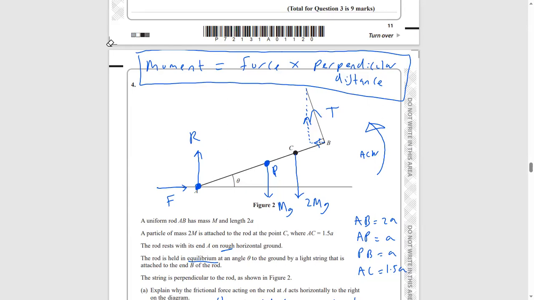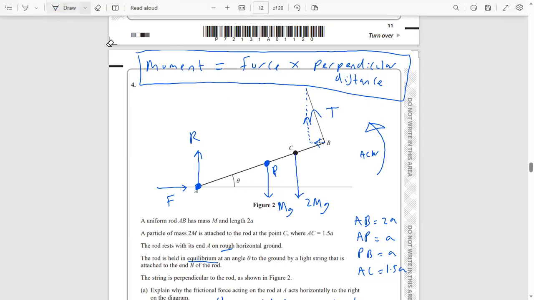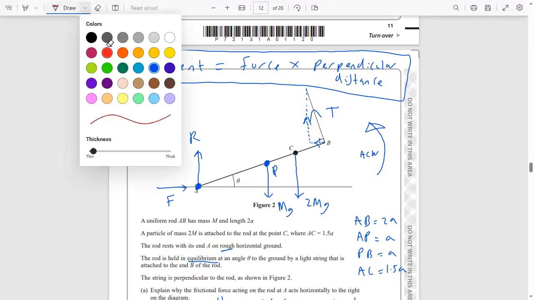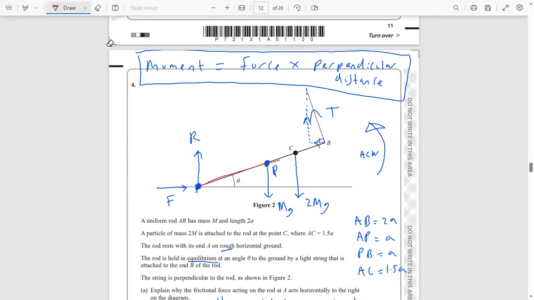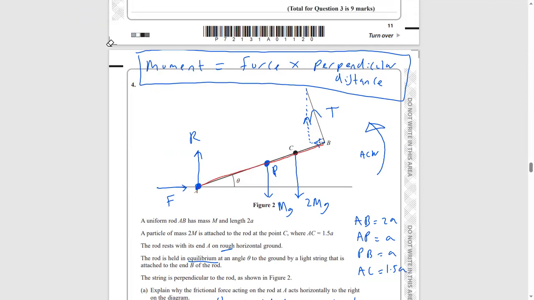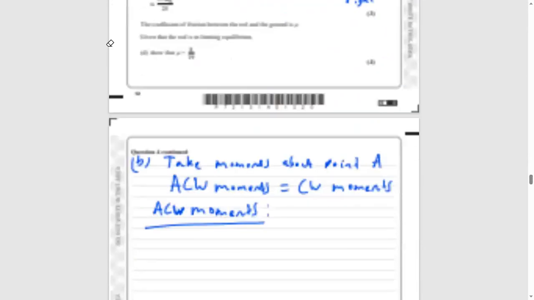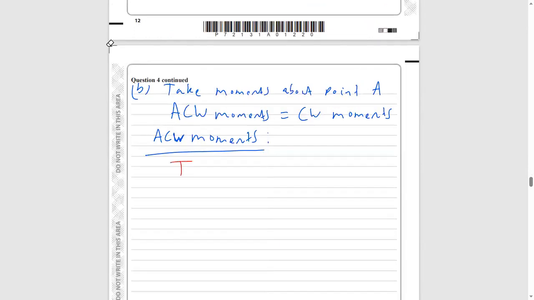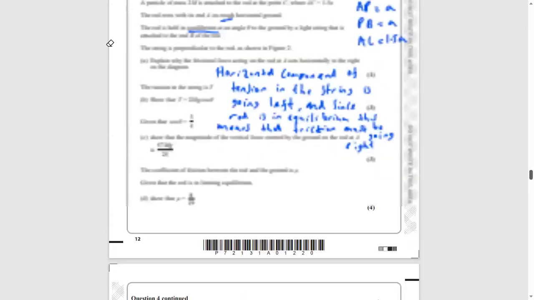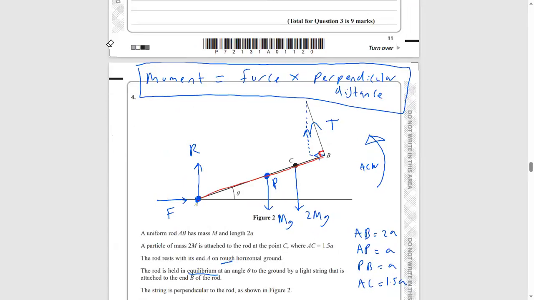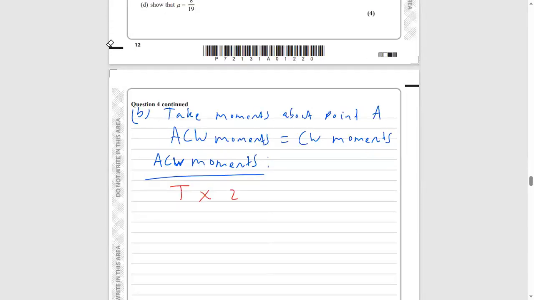So going around anti-clockwise about this point A, it's this tension, isn't it? If we think about it, we've got this rod fixed at the point A, and then we've got this tension which is trying to pull us around anti-clockwise. And luckily, the tension is actually perpendicular. So you've got this right angle here. It's perpendicular to the rod. So our anti-clockwise moment is just going to be the force, which is the tension, times the perpendicular distance, which is just the length of the rod AB, which is 2a. So it's T times 2a, so 2aT.